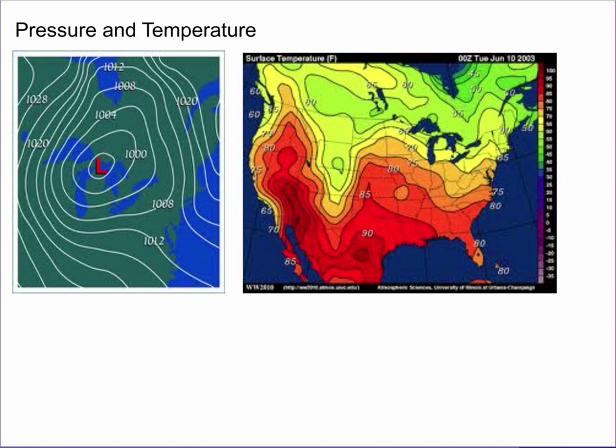Now, pressure and temperature. In addition to station models, weather maps have lines that connect locations of equal temperature or pressure. A line that connects points of equal temperature is called an isotherm. Iso meaning the same and therm meaning temperature. So you can see right here how they connect everything.